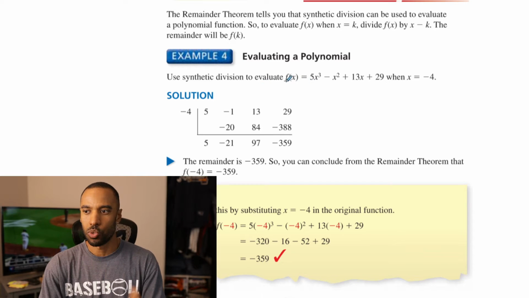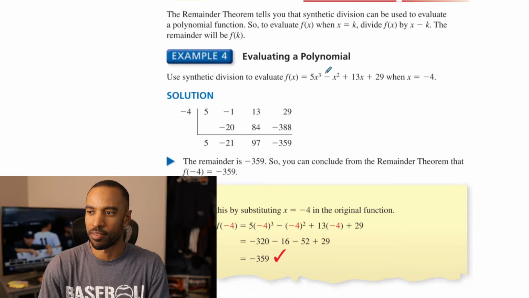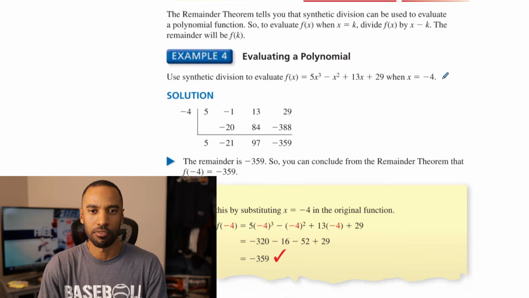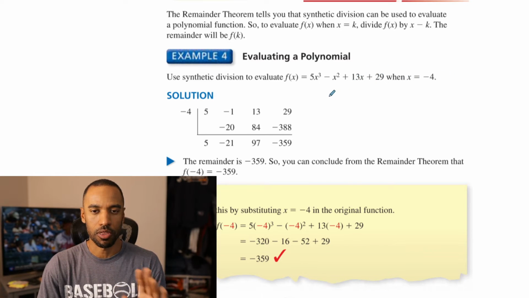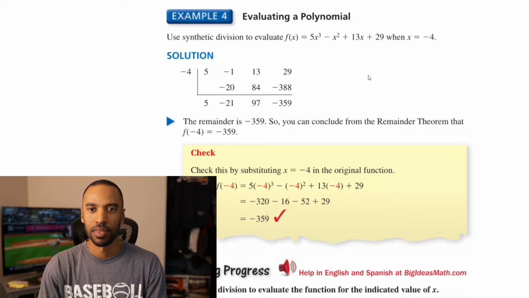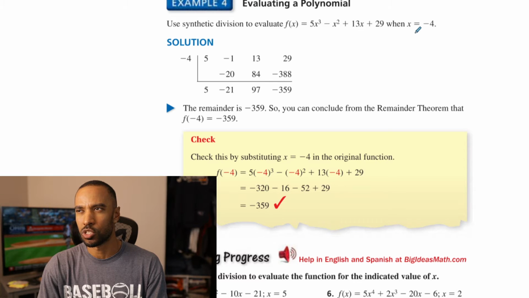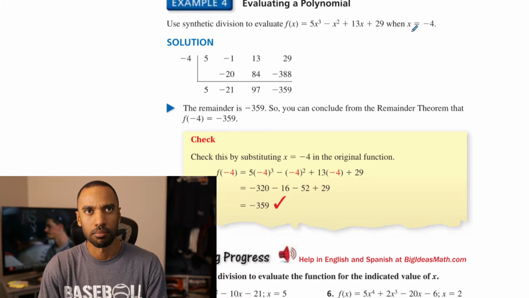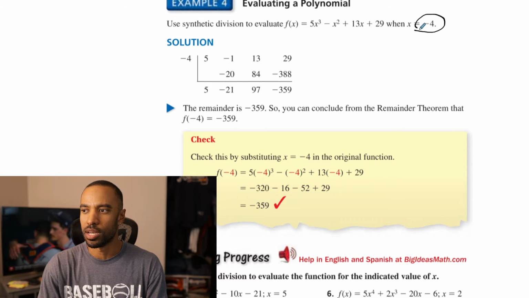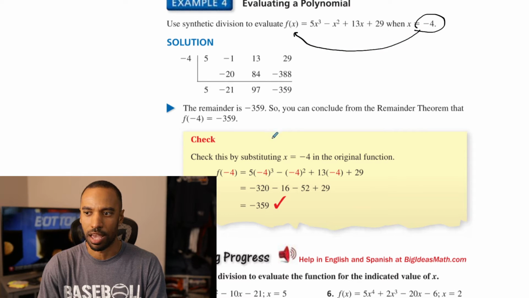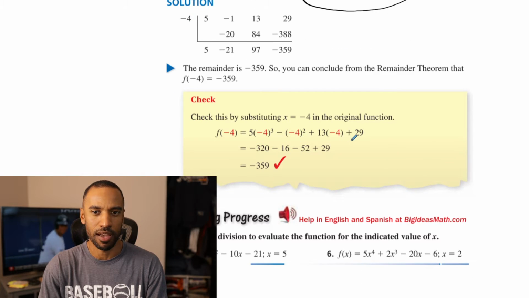Use synthetic division to evaluate f of x equals 5x cubed minus x squared plus 13x plus 29 when x equals negative 4. Full disclosure, I want to show you the bottom first. Notice that they said to evaluate this when x is negative 4. Remember when we did this, it was in section 3.1, where we substituted negative 4 into x and evaluated f of negative 4?